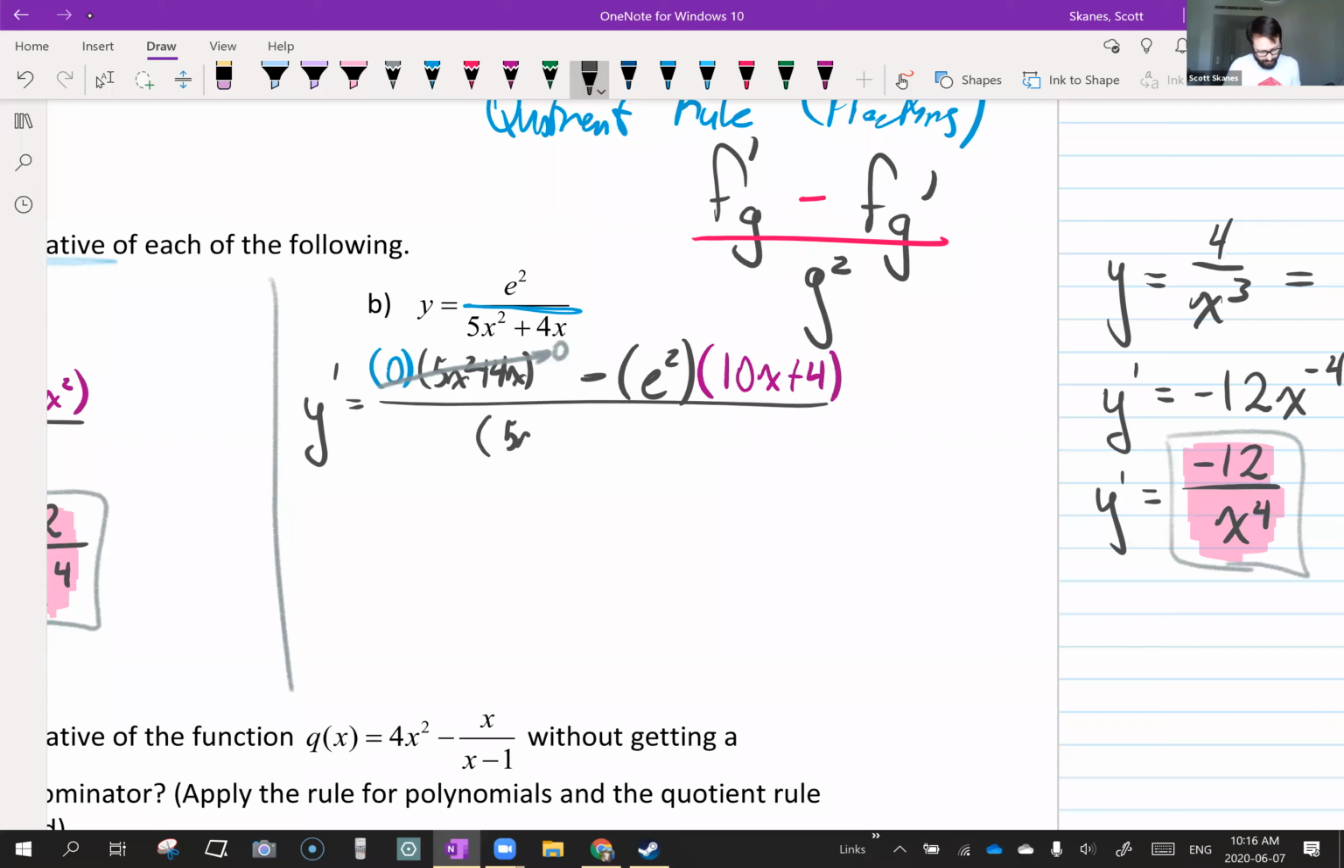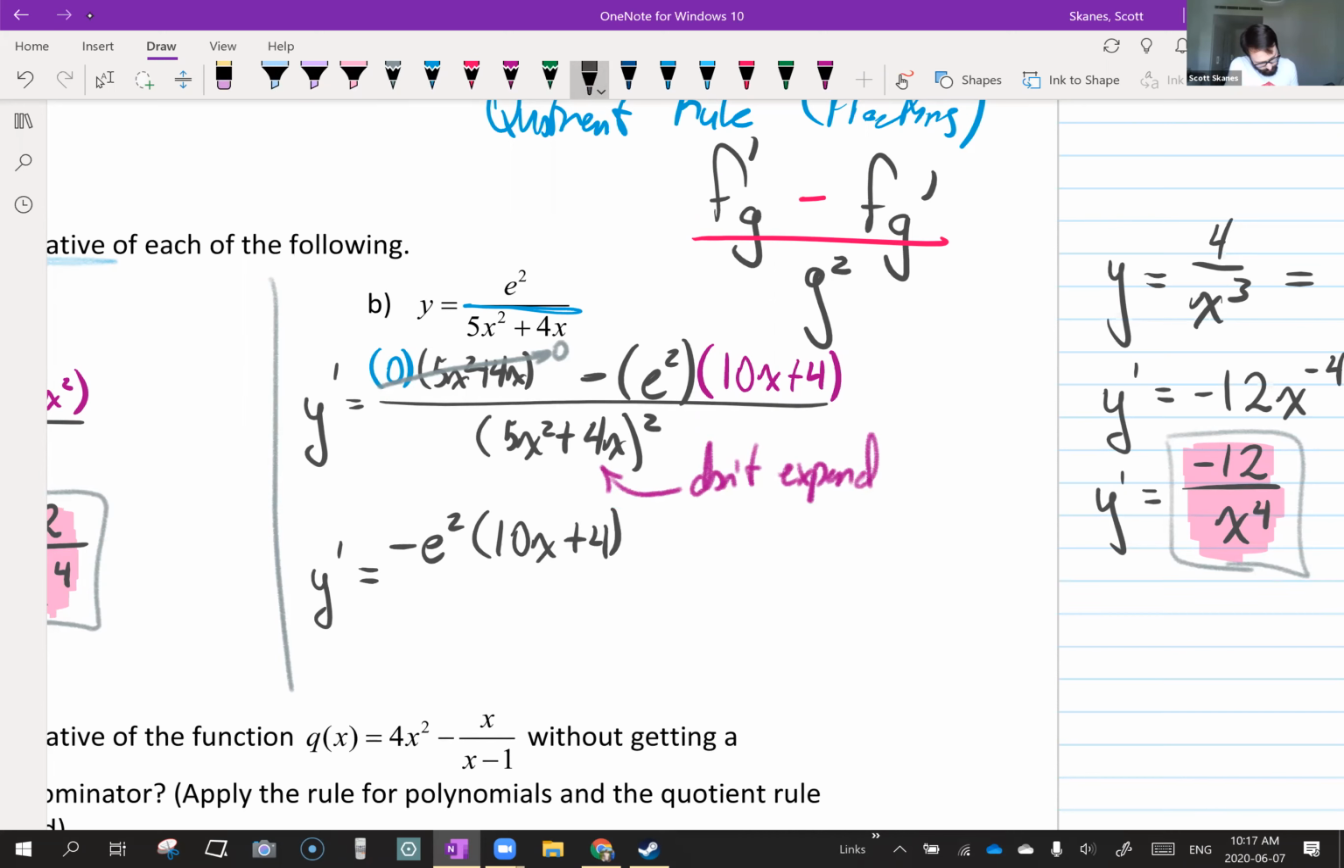Just take the whole bottom and put a square on it. Don't simplify. Don't expand this. You're just going to make it more difficult on yourself if you expand that. All right? And now we can write our final answer. If you want to, you can multiply these through. It's not really going to help too much. So I'm just going to write our final answer here. It will be negative e squared outside of 10x plus 4 all over this.